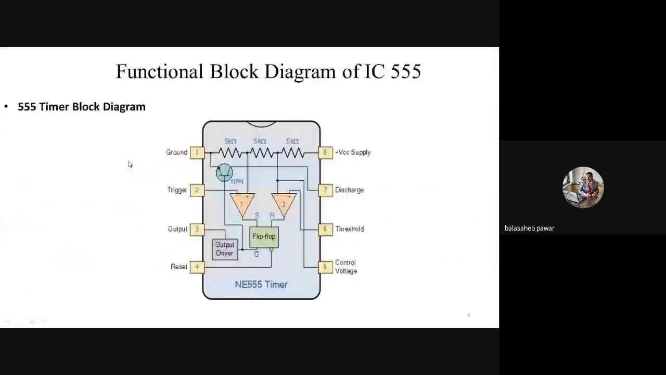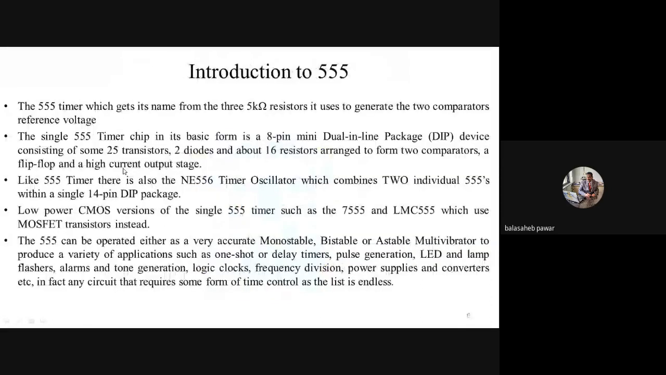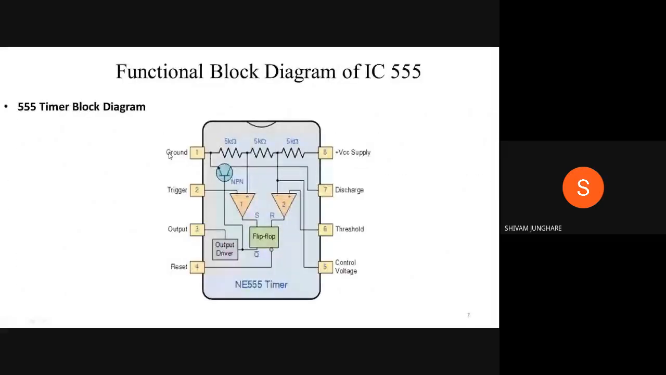If you observe the block diagram, there is only one transistor, that NPN transistor, which is connected to pin number 1, that is grounded, right? It's the emitter terminal, and the collector is given to the discharge terminal of that IC. So why is it mentioned? What do you think? Why is it mentioned as 25 transistors in the block diagram? Yes, the transistors inside the op amp.